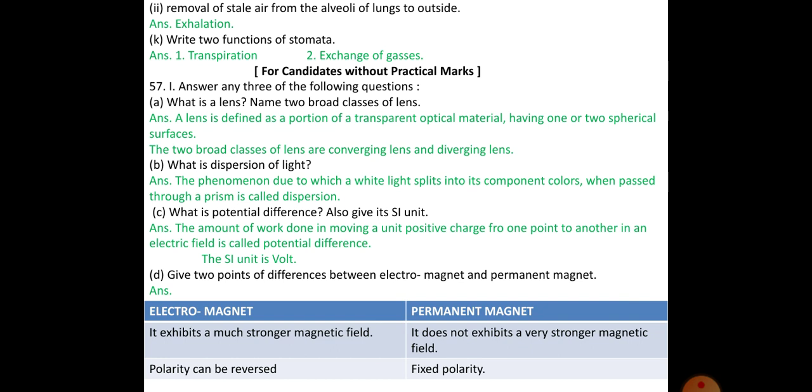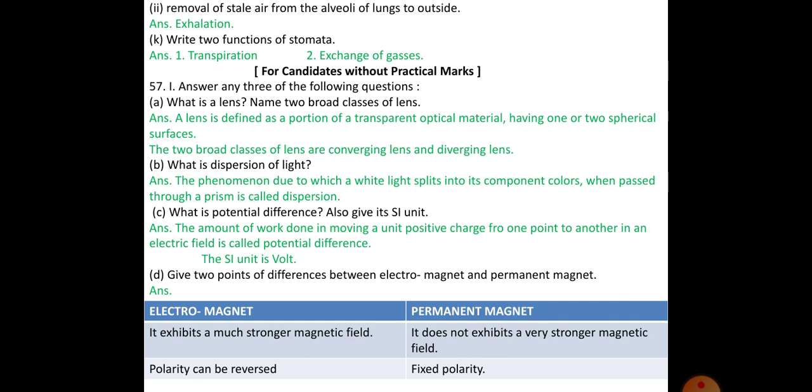What is a lens? Name 2 broad classes of lens. The lens is defined as a portion of a transparent optical material having 1 or 2 spherical surfaces. The 2 broad classes of lens are converging lens and diverging lens. What is dispersion of light? The phenomenon due to which white light splits into its component colors when passed through a prism is called dispersion of light.